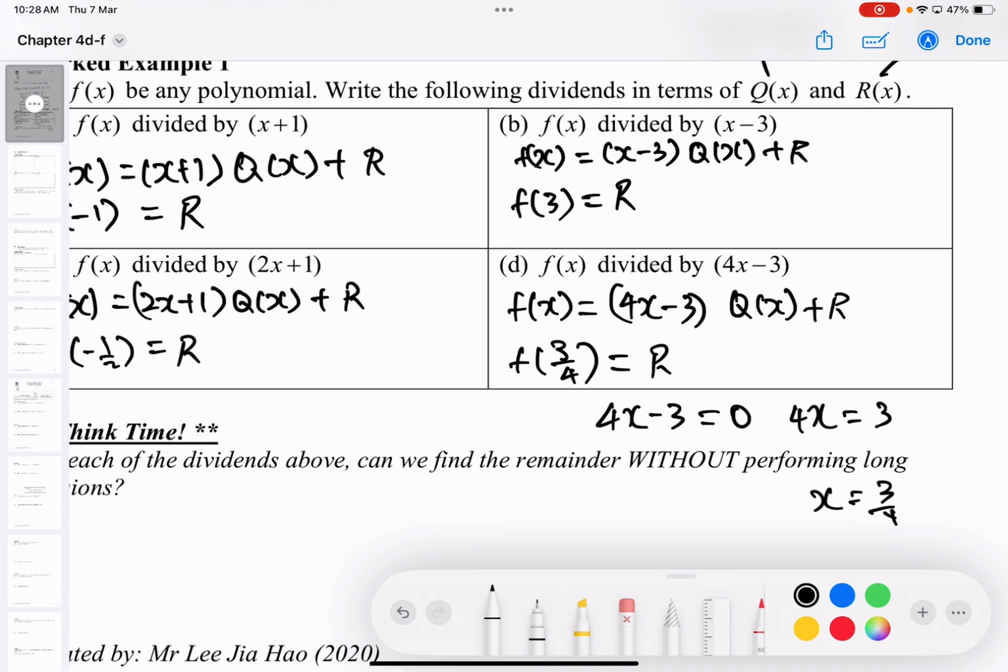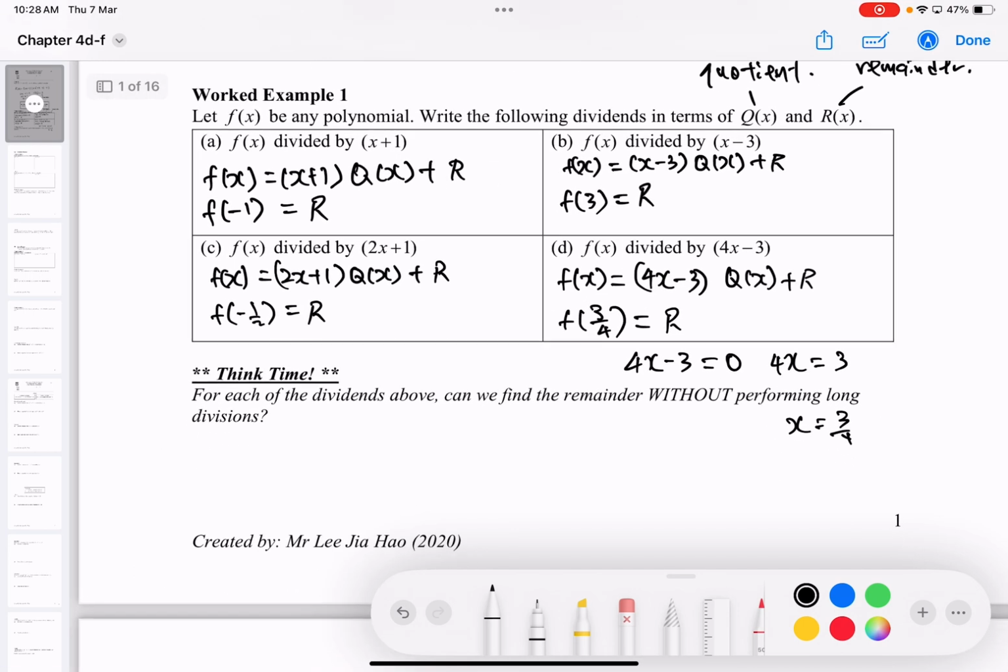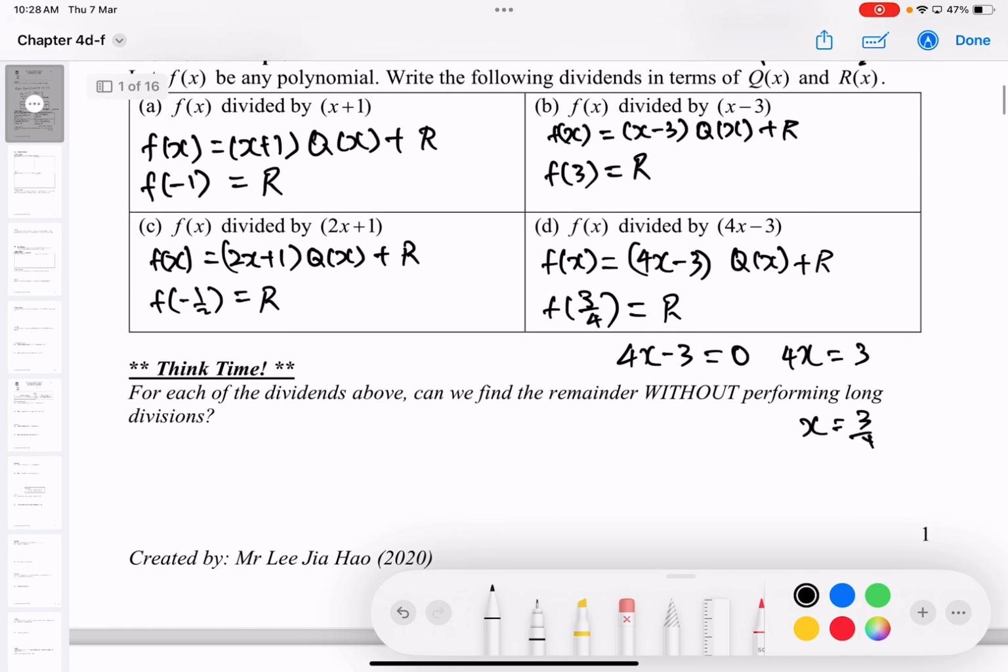Okay? This is a really, really useful result that we observe. Okay, so look at the think time. For each of the dividends above, can we find the remainder without performing long division? The answer is yes. Okay, how?